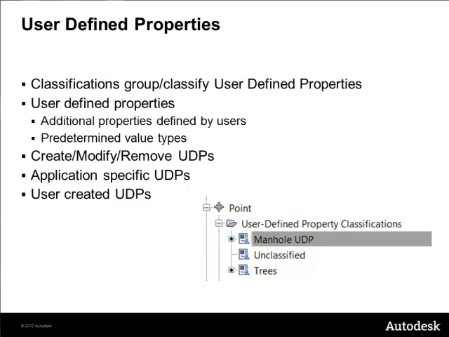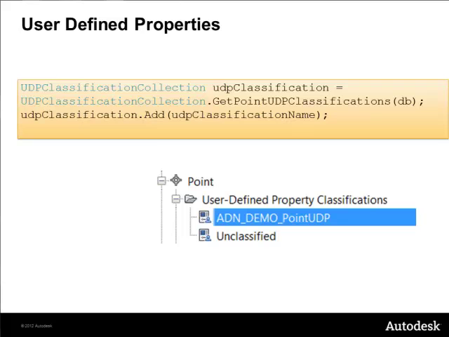User-defined properties allow us to store additional information about a COGO point. It's easy to create a new UDP classification group. We access the classifications collection through the static method GetPointUDPClassifications in the UDPClassificationCollection class, which takes an instance of the database.